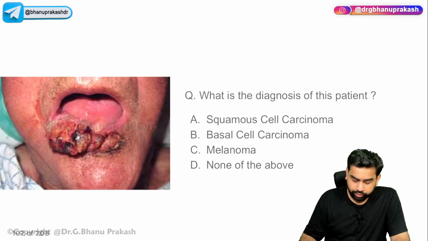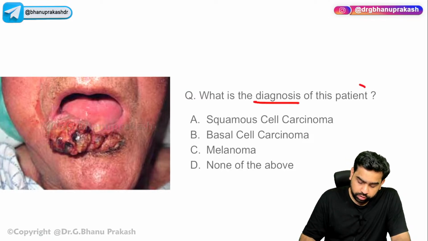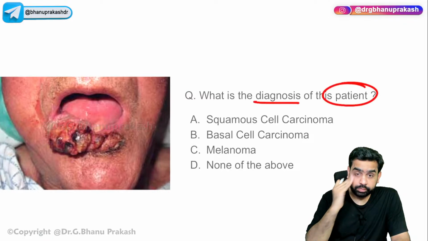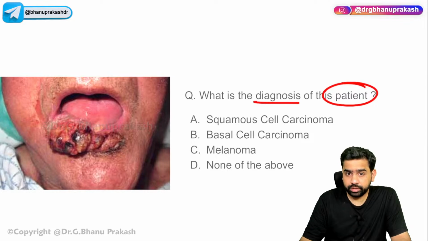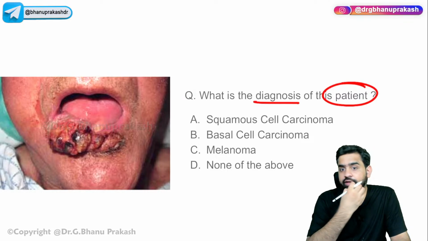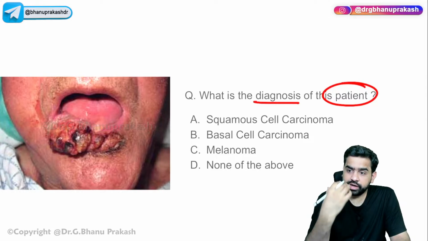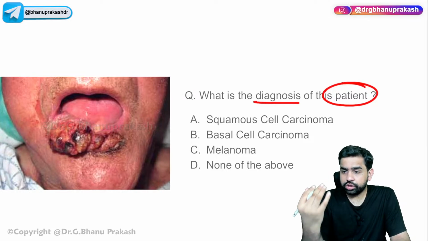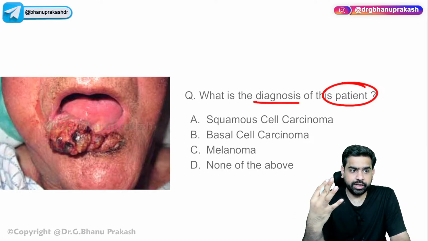Now let's move on to this. What is the diagnosis of this particular patient? Is it squamous cell carcinoma, basal cell carcinoma, melanoma, or none of the above? Here you have an ulcerative lesion on the lower lip, and all I'm trying to ask you is, what is the diagnosis of this particular patient?